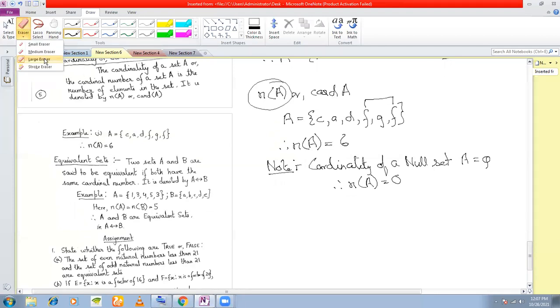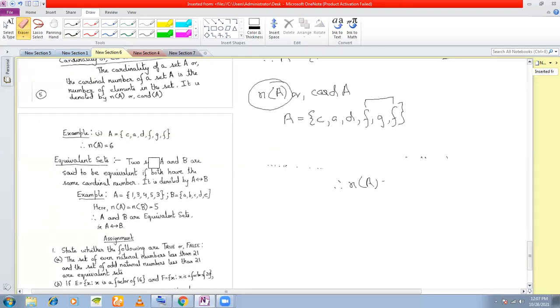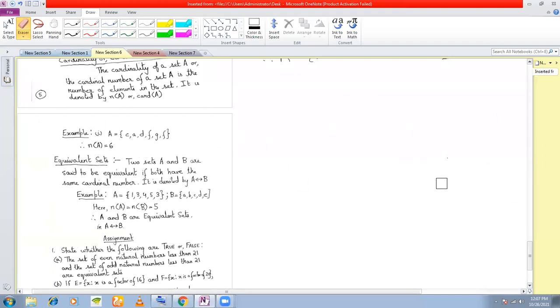Next, equivalent sets. Now, what do you mean by equivalent sets? Two sets which have the same cardinal number are called equivalent sets. So that's an easy definition. Suppose I give you two sets, A with elements 3, 4, 5, and I give you another set B. These two are sets.